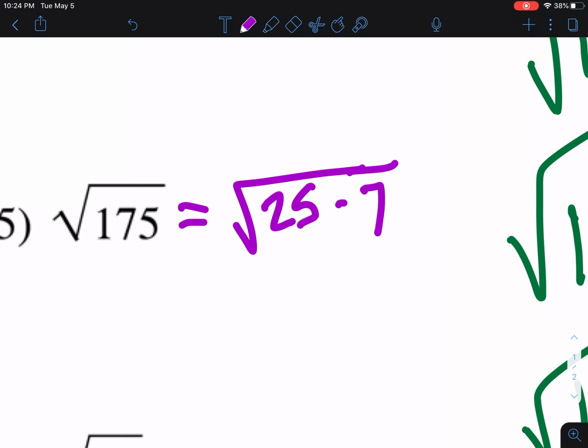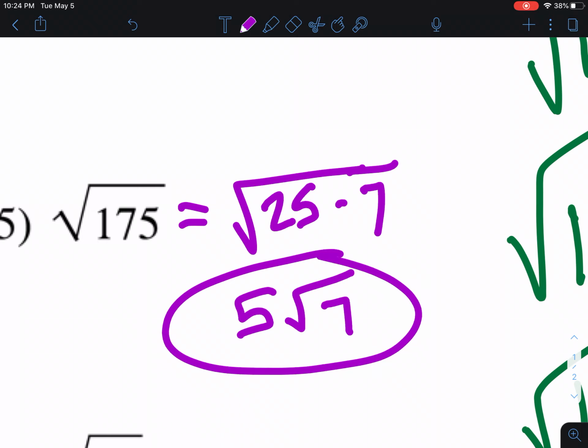And then again, the one you can take the square root of is 25. Square root of 25 is 5. 5 root 7, or 5 times the square root of 7. Okay, that's it. That's how you simplify square root numbers.